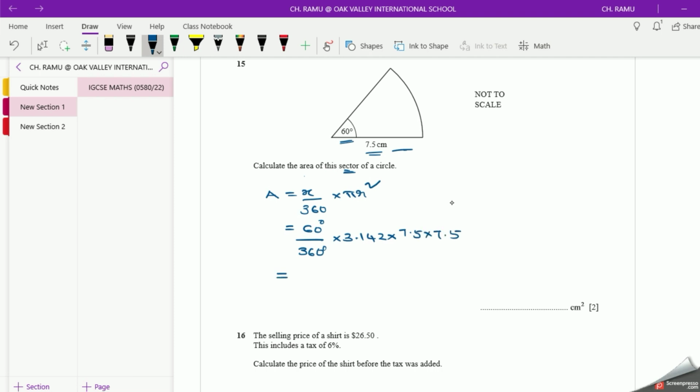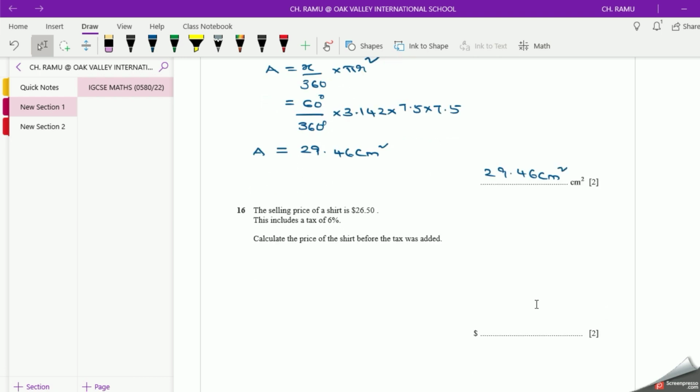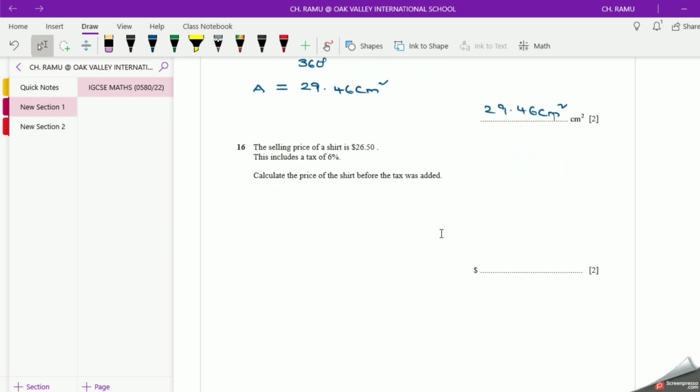Now we can take our calculator and do the simplification. 60 into 3.142 into 7.5 into 7.5 divided by 360 is equal to 29.46 centimeter square. So area is equal to 29.46 centimeter square. Now question number 16.